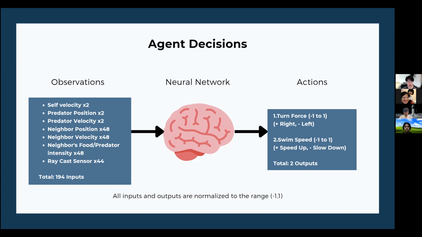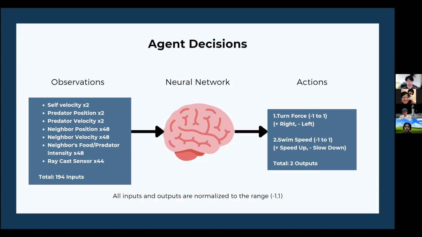In this neural network, or the brain of the fish, we have a total of 194 inputs to put into this brain, right? These 194 inputs include self-velocity, predator position, predator velocity, neighbor position, neighbor velocity, and neighbor's food predator intensity. This value is like a signal value that agents give out to neighbors to tell them the estimate proximity of where food and predator is.